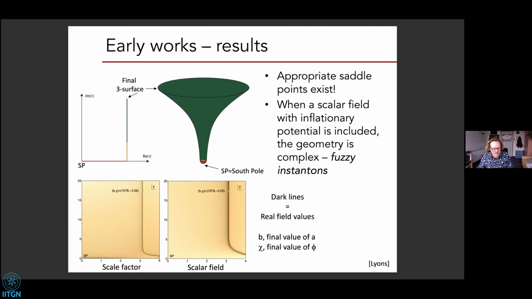The dark line is the line where the scalar field takes real values, and in this right graph, the dark line is the line where the scalar field takes real values. Sorry, left for the scale factor, right for the scalar field. And so you see that, in fact, at late times, in the Lorentzian direction, the fields and the geometry become real or approximately real. And in this sense, the no-boundary proposal predicts the emergence of a classical spacetime. But at early times, if you like, maybe I should not say times because this is now a complexified time, but close to the South Pole, everything is complex.